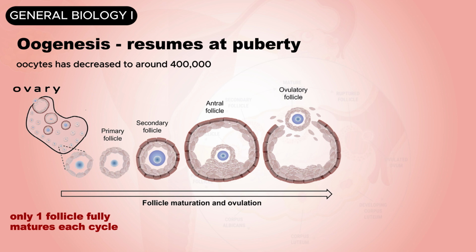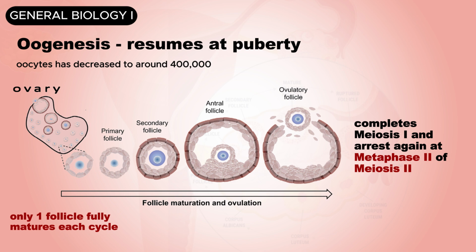After meiosis 1, the secondary oocyte begins meiosis 2, but the process halts at metaphase 2. This secondary oocyte is released from the ovary during ovulation and is now ready to be fertilized. If fertilization occurs, meiosis 2 will resume. However, if fertilization does not take place, the oocyte degenerates and is shed along with the lining of the uterus during menstruation.